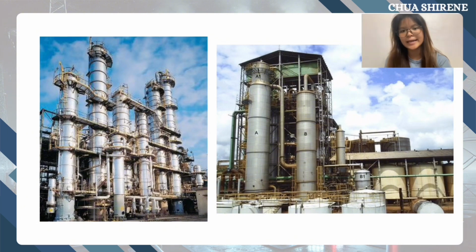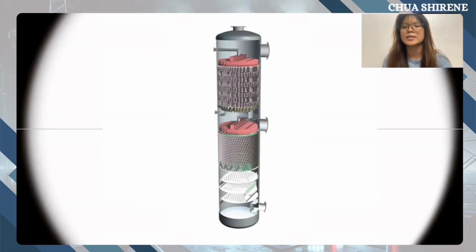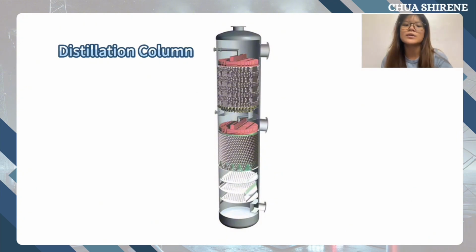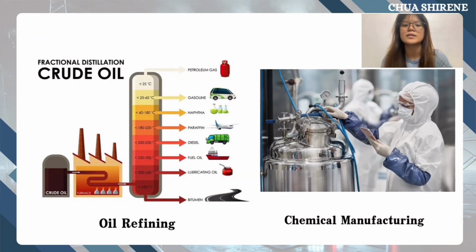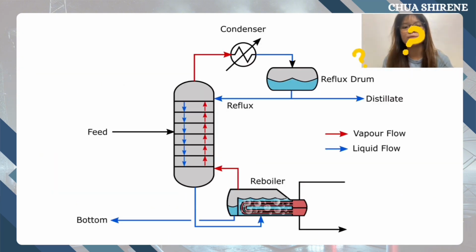Why are they shaped that way? The answer lies in one of the most fascinating pieces of industrial equipment, the distillation column. Distillation columns are widely used in industries like oil refining, chemical manufacturing, and even in producing spirits. But how exactly do they work? How can they achieve such precise separation?